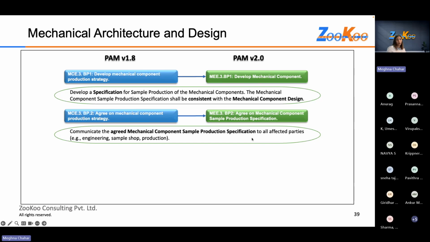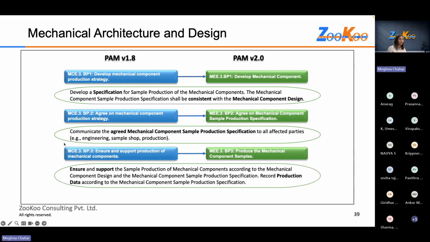All affected parties can be your engineering or your sample shop production. Here, ensure and support production of mechanical components is just a name change. Now they're saying produce the mechanical component samples. But if you read this base practice further, they're still asking the same thing. You need to ensure and support sample production of your mechanical components according to your component design and your component production strategy, and you record your production data. This needs to be recorded according to your specification.